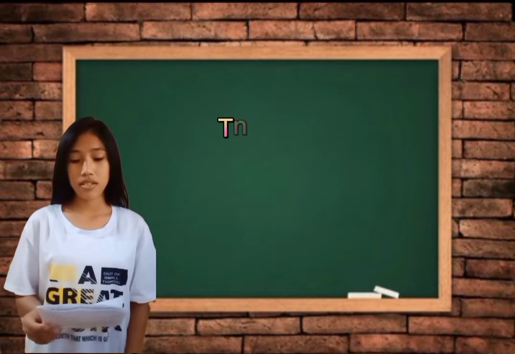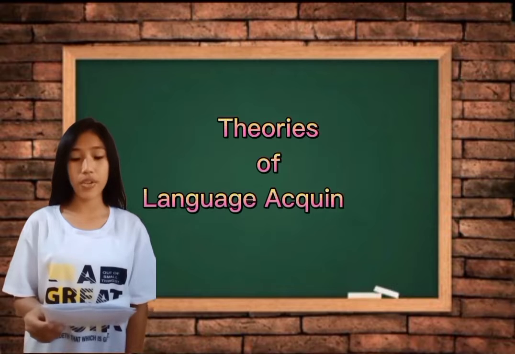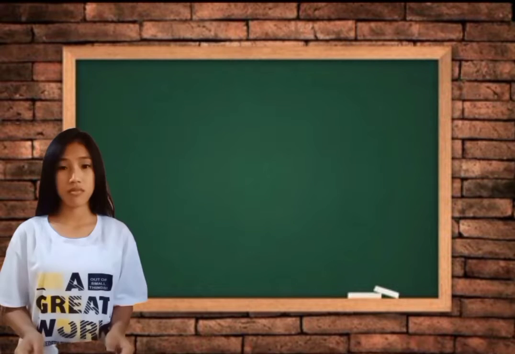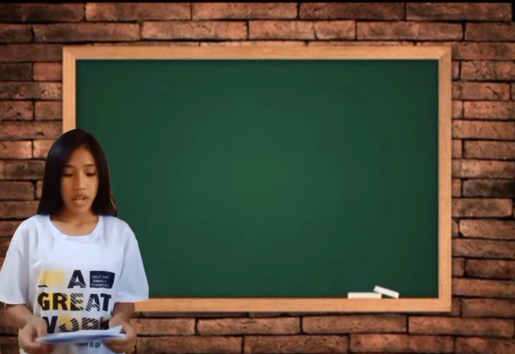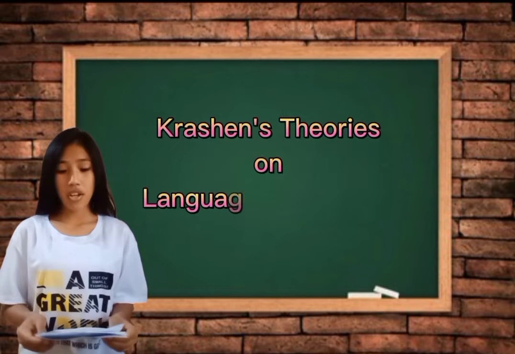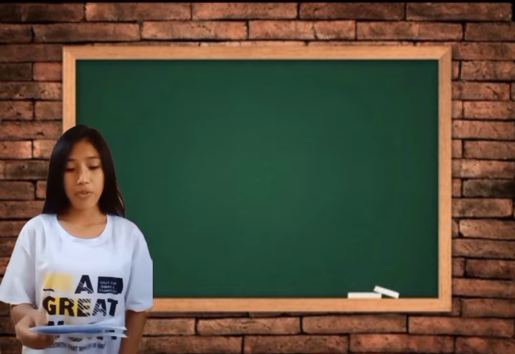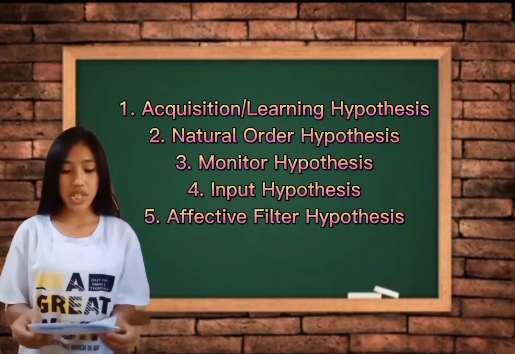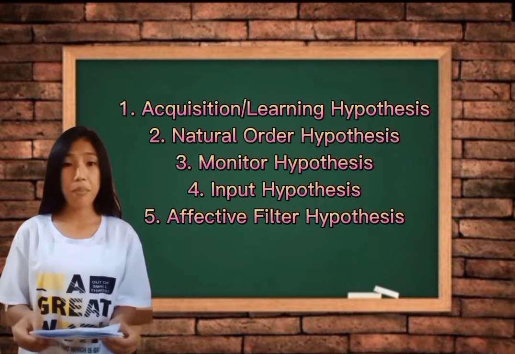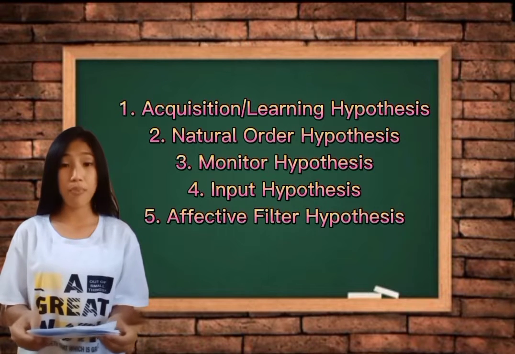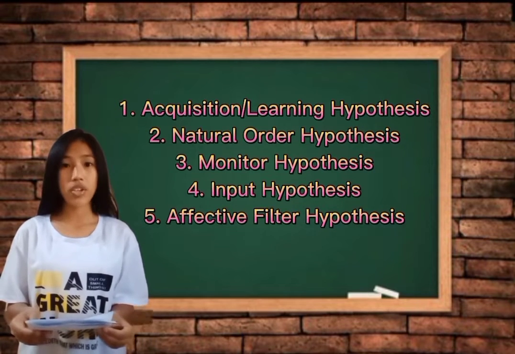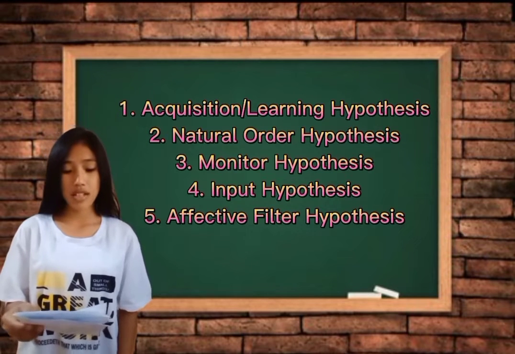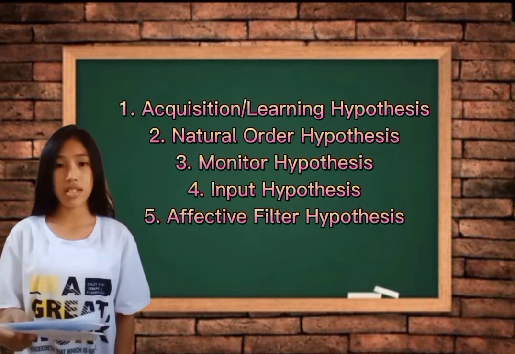Good morning, everyone. This lecture is about Krashen's theory of language acquisition. There are 5 theories that he put forward. Number 1, acquisition or learning hypothesis. Number 2, natural order hypothesis. Number 3, monitor hypothesis. Number 4, input hypothesis. And last, affective filter hypothesis.